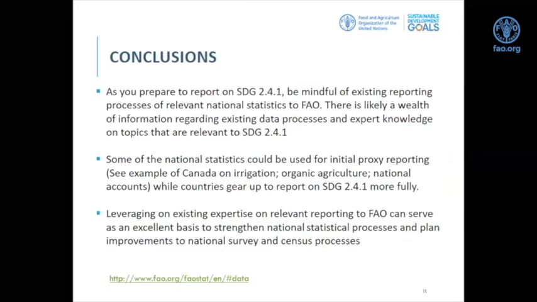As Canada explained to us yesterday very well, some of the national statistics could be used for an initial proxy reporting. So this proxy approach can be used while capacities to collect and analyze more detailed farm level data improve over time in your country, and thus, of course, the reporting on the 2-4-1 indicator. Finally, leveraging existing expertise can be used as a basis to strengthen national statistics processes and plan, of course, improvements to national surveys and census processes.